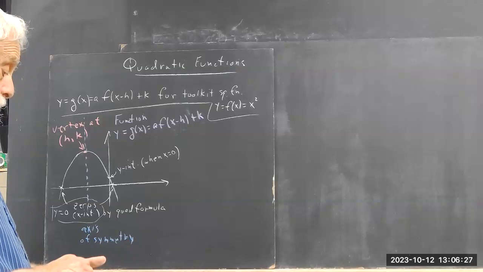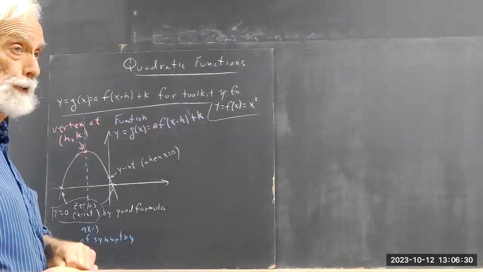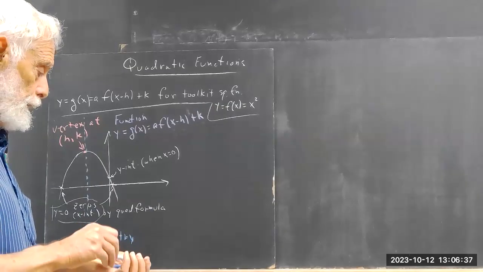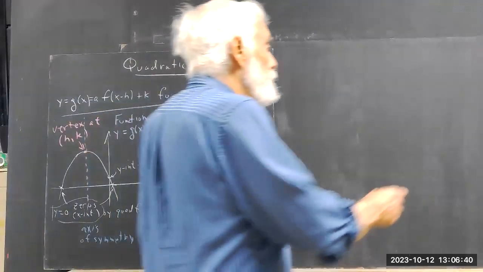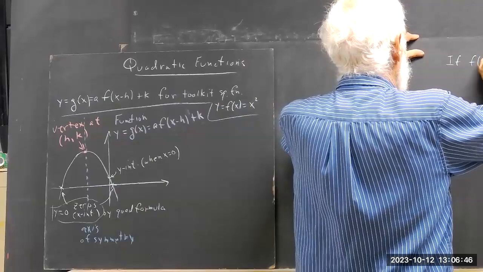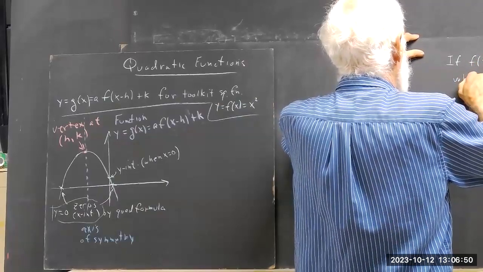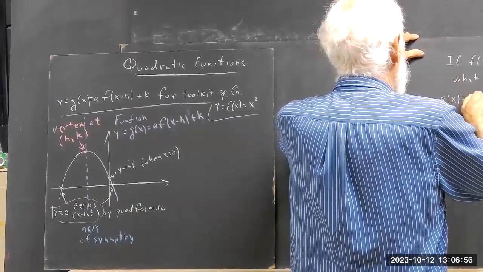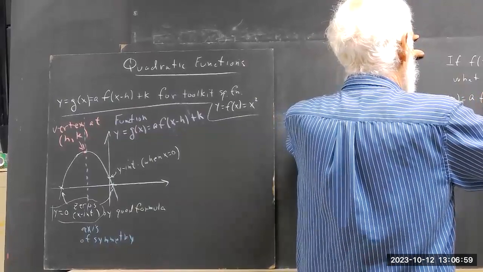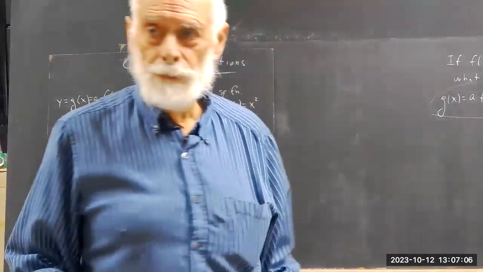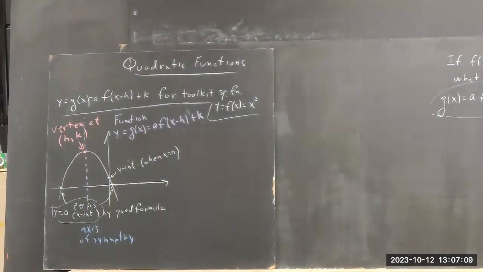Okay, now, what is a f of (x minus h) plus k? If f of x equals x squared, I'm going to pause a minute. I'm going to ask you to write that out. So here's the question. I'll write it down over here, and you might not be able to see it in the video. If f of x equals x squared, g of x equals a f of (x minus h) plus k. Let's write that out in symbols.